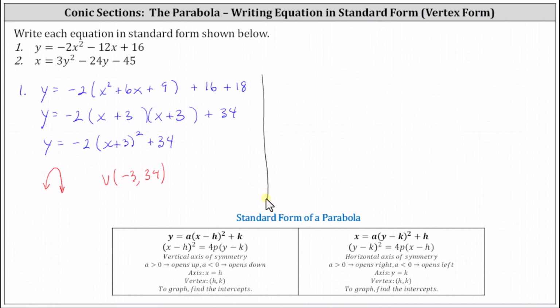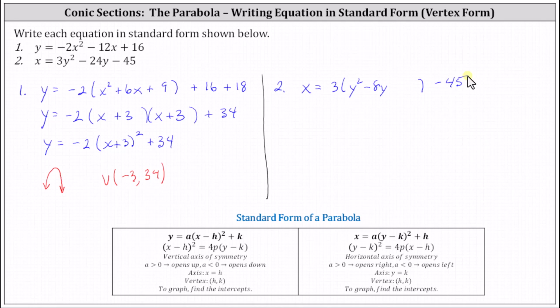And now let's look at number 2. Notice for number 2, the y part is being squared. We want to write number 2 in the form of x equals a times the square of y minus k plus h. To begin, we will factor 3 from just the y squared and y terms. We have x equals, and now again factoring 3 from 3y squared minus 24y, we have 3 times the quantity y squared minus 8y, leave some space and then a closed parenthesis, and we still have minus 45 on the right.